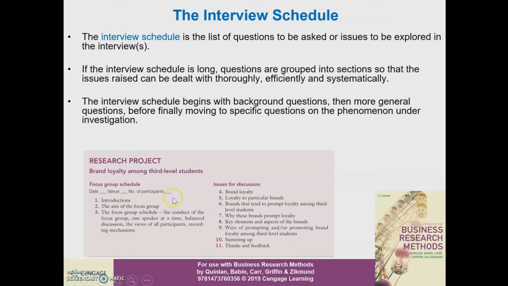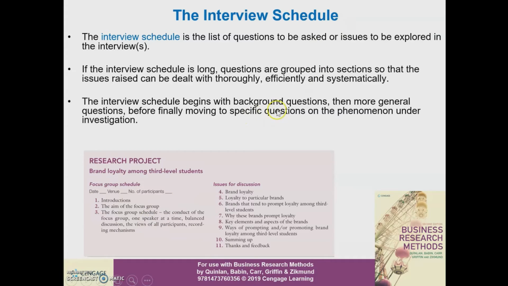Alright, so there will be an explanation of how it's going to be conducted. In this case, there will be one speaker at a time. There should be balanced discussion. The views of all participants are required, and then there will be some sort of recording mechanism. All this will be dealt with at the beginning of the interview.